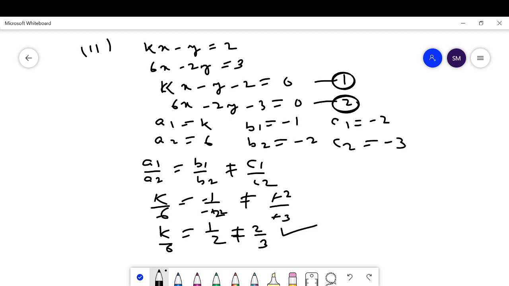Here the first condition is satisfied. Then we need only the second condition. Find the value of k. For that, A1 upon A2 is equal to B1 upon B2, means k by 6 is equal to 1 by 2, means k equal to 6 by 2, which equals 3. For the value of k equal to 3, we can get no solutions for these given two equations.